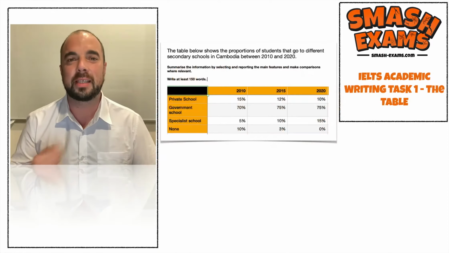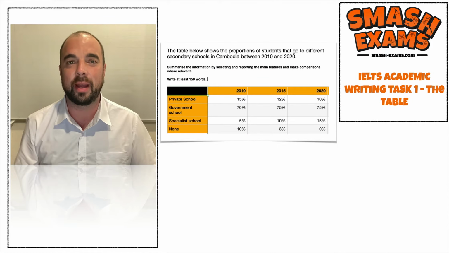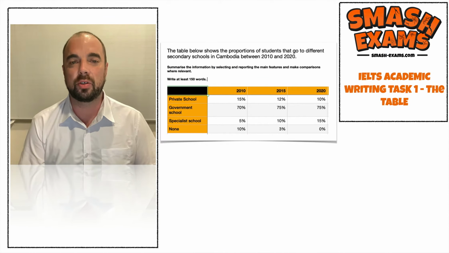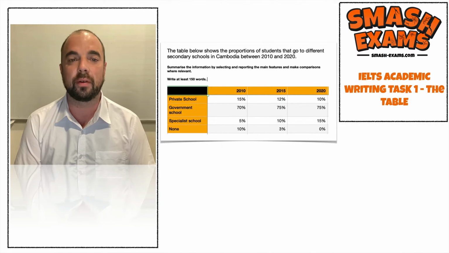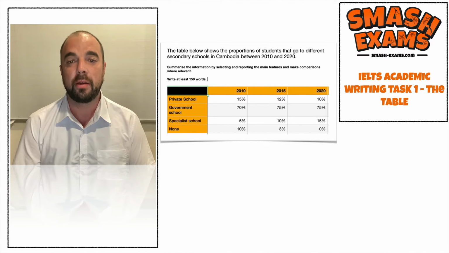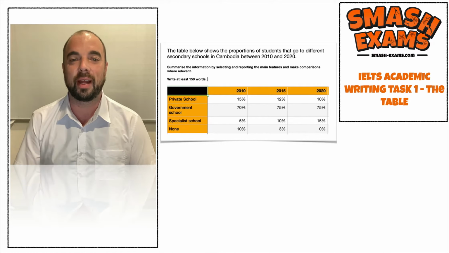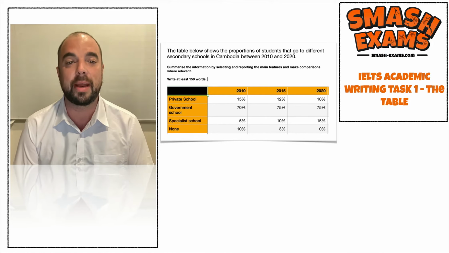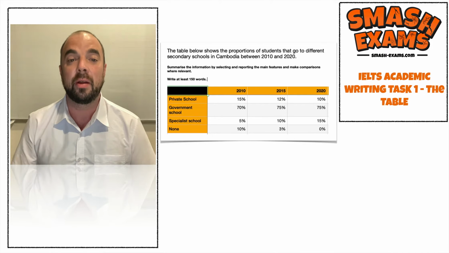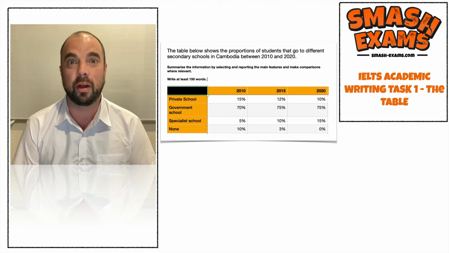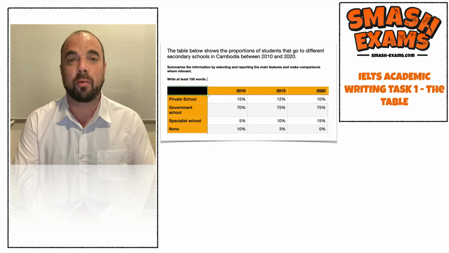Before we start the clock, let's have a quick look at the question and the text we are looking at. It says the table below shows the proportions of students that go to different secondary schools in Cambodia between 2010 and 2020. Summarise the information by selecting and reporting the main features and make comparisons where relevant. Write at least 150 words. That's the table, that's our question.